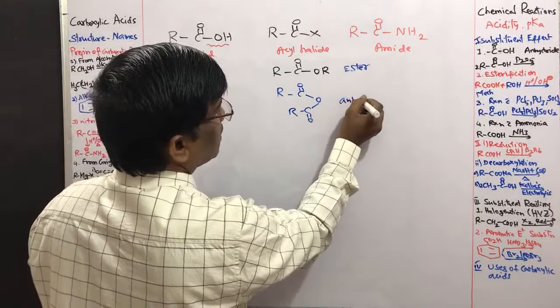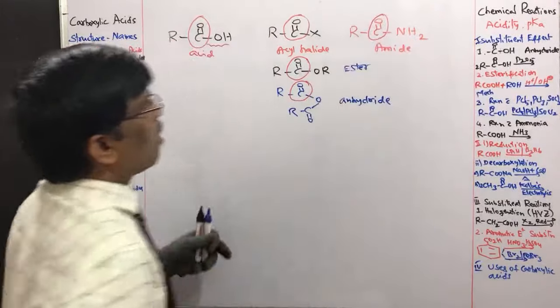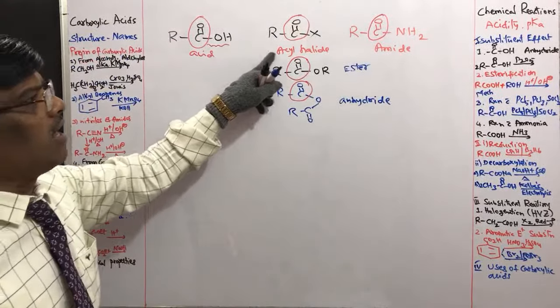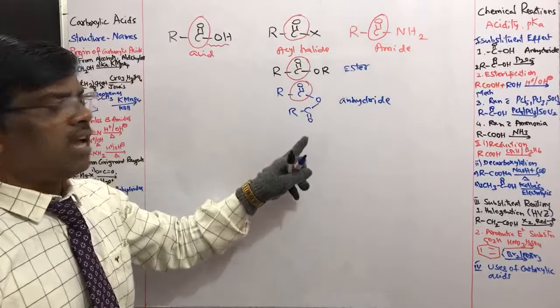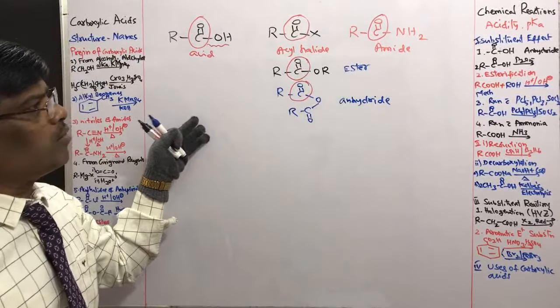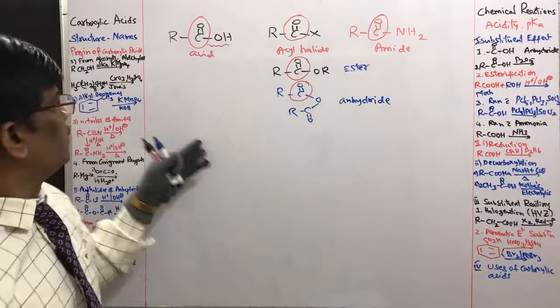So these are the usual forms of carboxylic acids where you will find this carbonyl group common, and these are all the derivatives of carboxylic acids: acid, acyl halide, amide, ester, anhydride. These are the common names we come across during the preparation and chemical reactions of carboxylic acids. Let us see some common carboxylic acids we come across in the laboratory. The names are very important to learn.